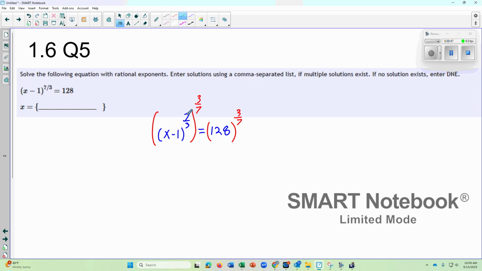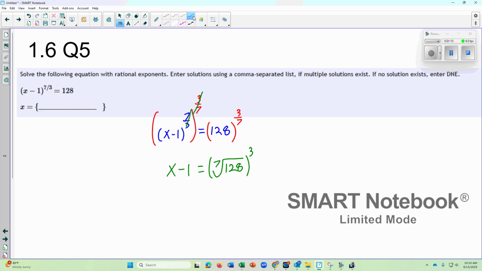And so then this basically nullifies with this. It basically turns into a 1. When you multiply that together, you get 21 over 21, which would be to the power of 1. So at that point, I can just write the base, I don't need the parentheses anymore because I have the understood power of 1. And then over here, I'm going to have to take the 7th root of 128, and then I'm going to have to raise that result to the power of 3.